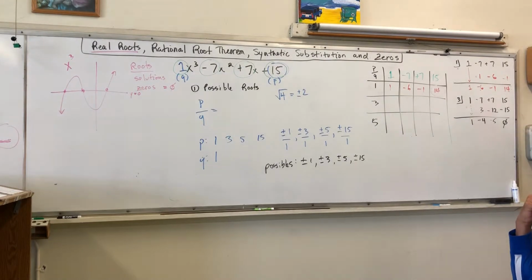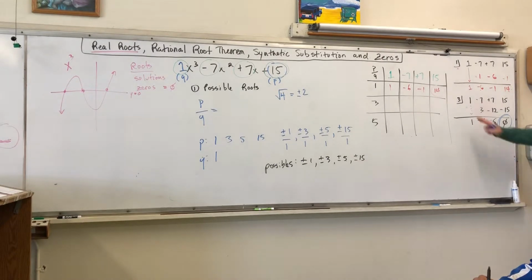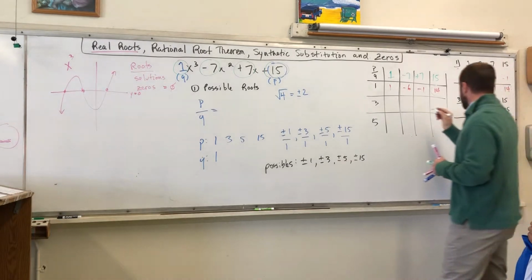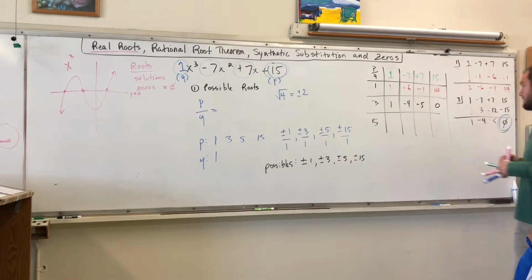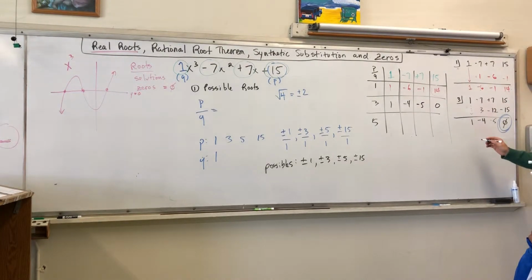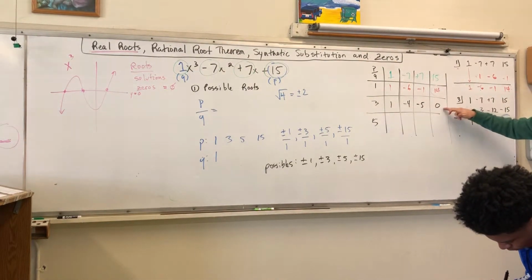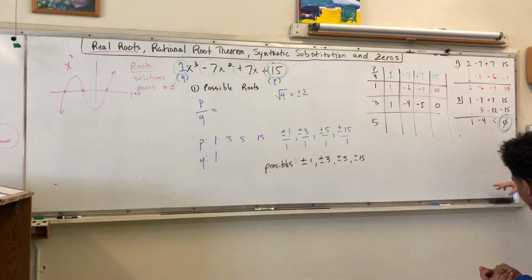And what do you know? I have a remainder of 0, which tells me that my 3 is an actual factor of this equation. I will put in 1, -4, -5, my remainder of 0. Let's see if the same happens with 5. Actually, I don't even want to do that just yet. Why continue on if I know I have a factor? But I'm going to come back to this and show you.